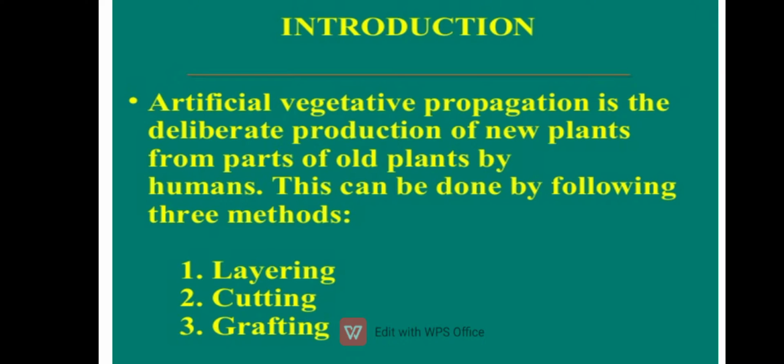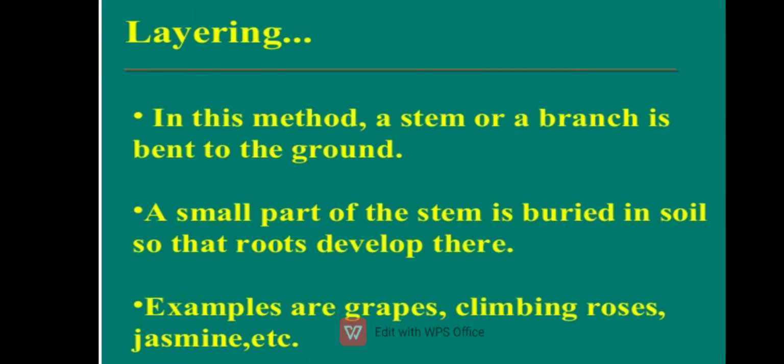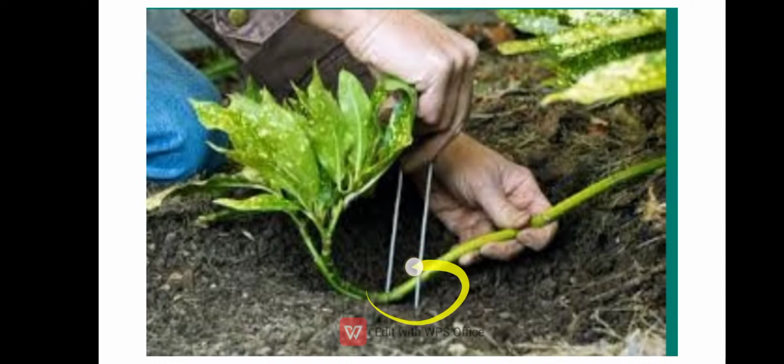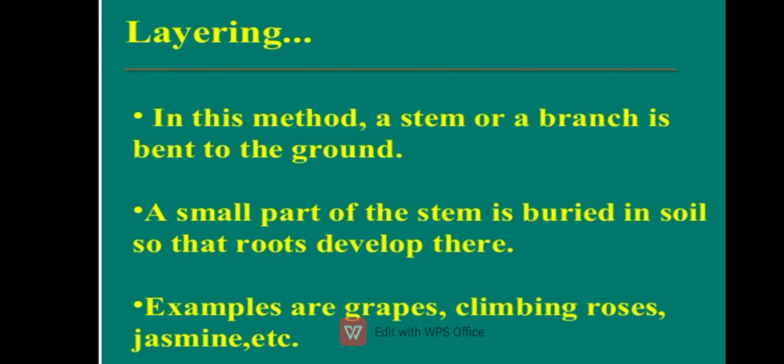We have already completed layering now. So let us understand layering once again. In this method, a stem or a branch is bent to the ground. A small part of the stem is buried in soil so that roots develop there. Examples are grapes, climbing roses, and jasmine.